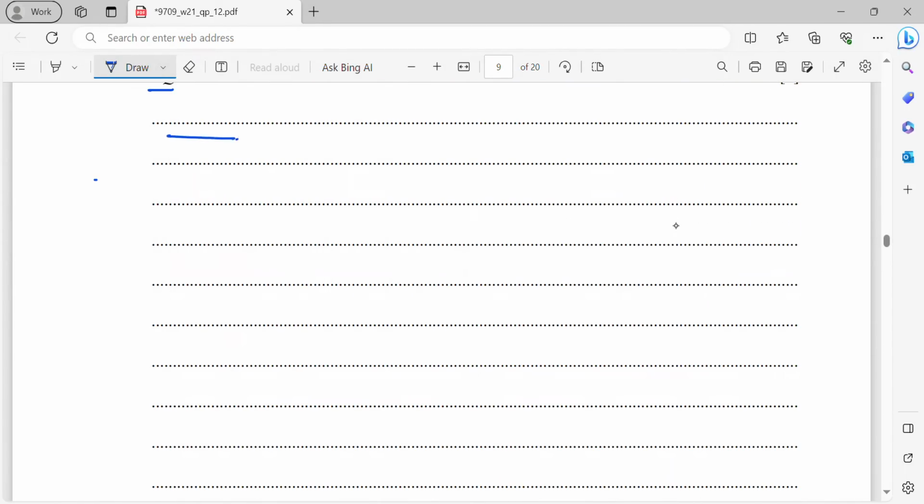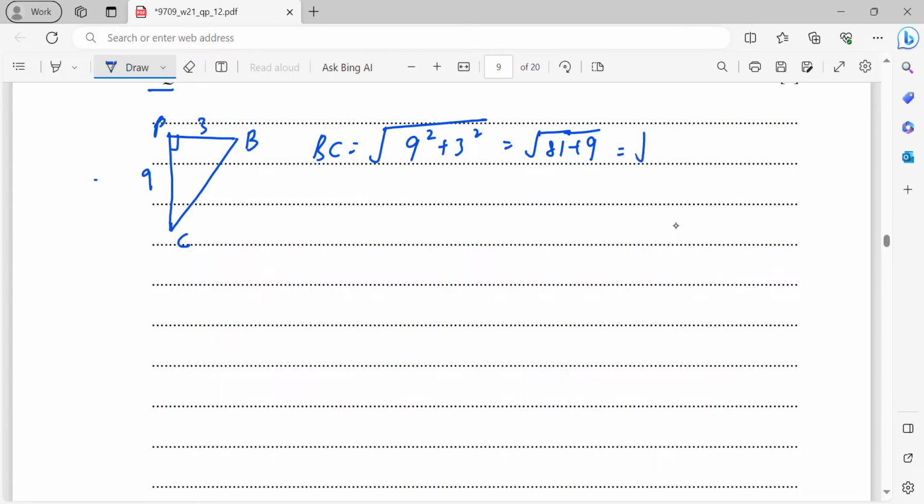So I draw the triangle again. This is 3. BPC, here is 9. This is 90 degrees. So now I need to find BC. According to Pythagoras theorem, BC is the square root of 9 squared plus 3 squared, which means this is the square root of 81 plus 9. Then you'll be getting the square root of 90. So now here I know that this is square root 90.